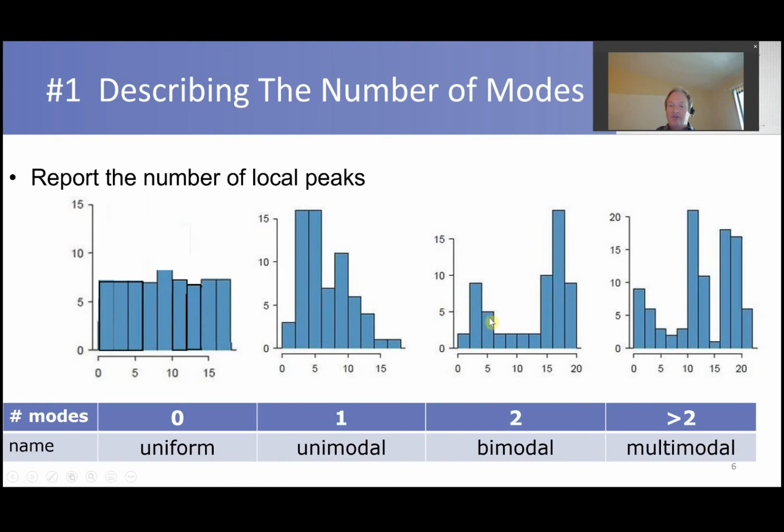We can have situations where we have two modes or two local peaks, as we see here. And just like unicycle, we can have a bicycle, right? Two wheels. And so we describe this as bimodal, two modes. When we get to more than two modes, we don't get into trimodal and tetramodal and all that. We call it multimodal. And it's not particularly common in statistics.